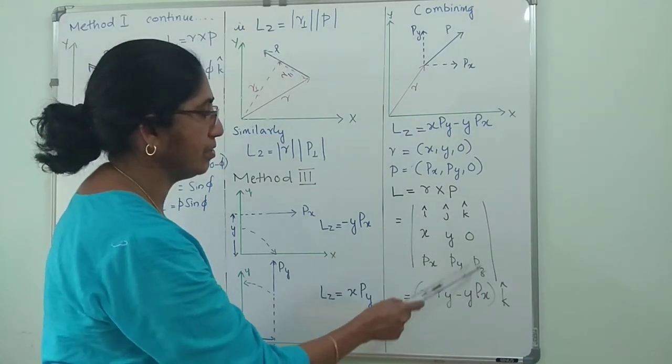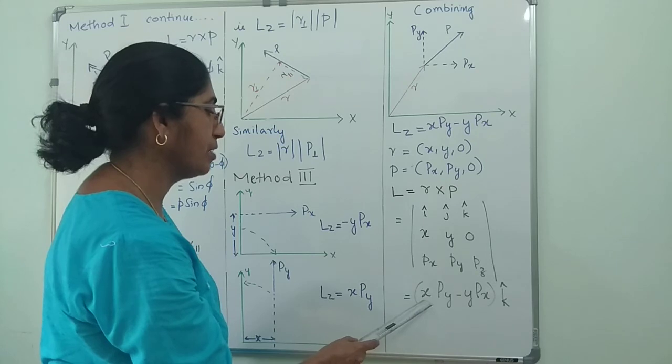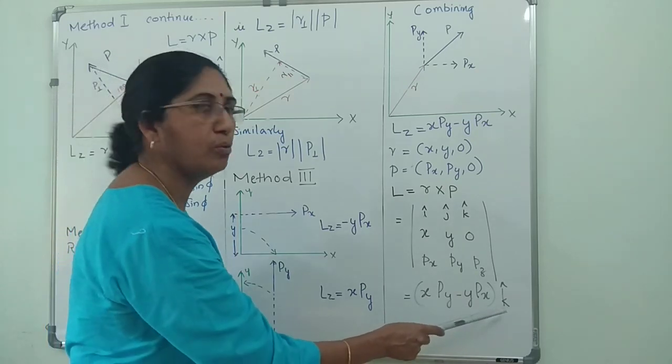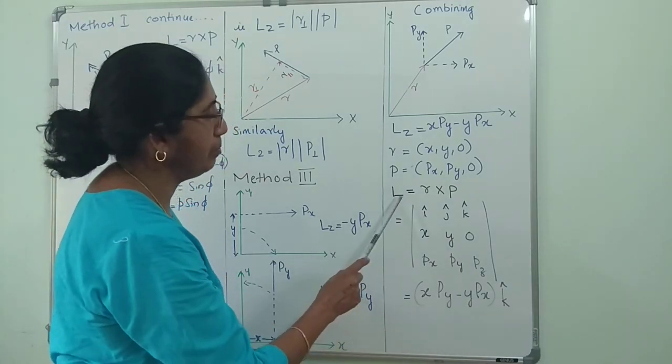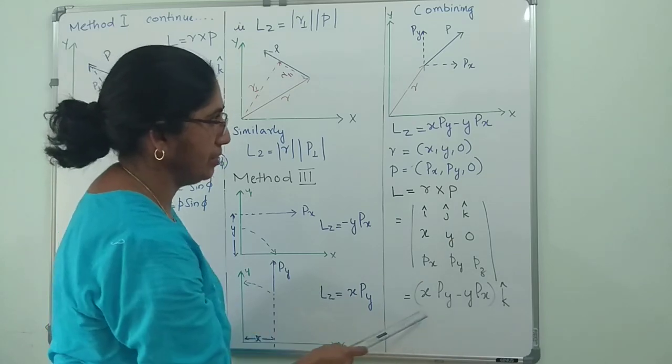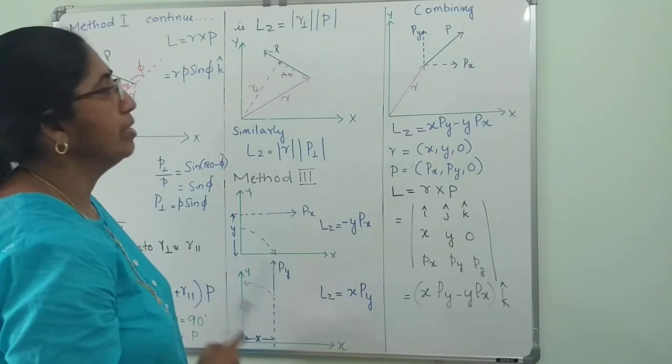So I can write this determinant. When you solve, you get it as x py minus y px into k. So this is angular momentum. This is along the z direction. So this is how we have combined these two.